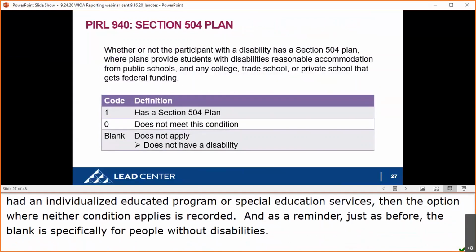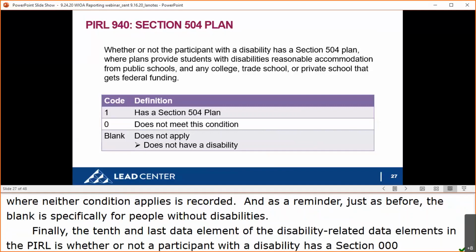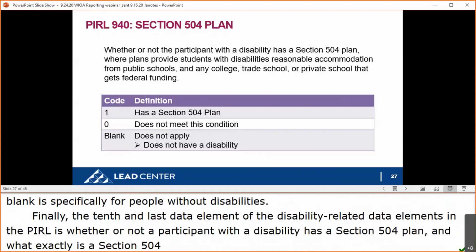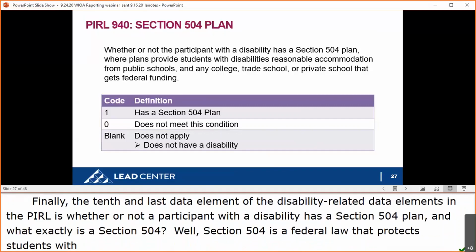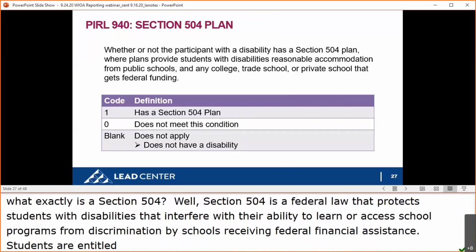And finally, the 10th and last data element of the disability-related data elements in the PIRL is whether or not a participant with a disability has a Section 504 plan. And what exactly is a Section 504? Well, Section 504 is a federal law that protects students with disabilities that interfere with their ability to learn or access school programs from discrimination by schools receiving federal financial assistance. Students are entitled to receive a free and appropriate education comparable to students without disabilities.